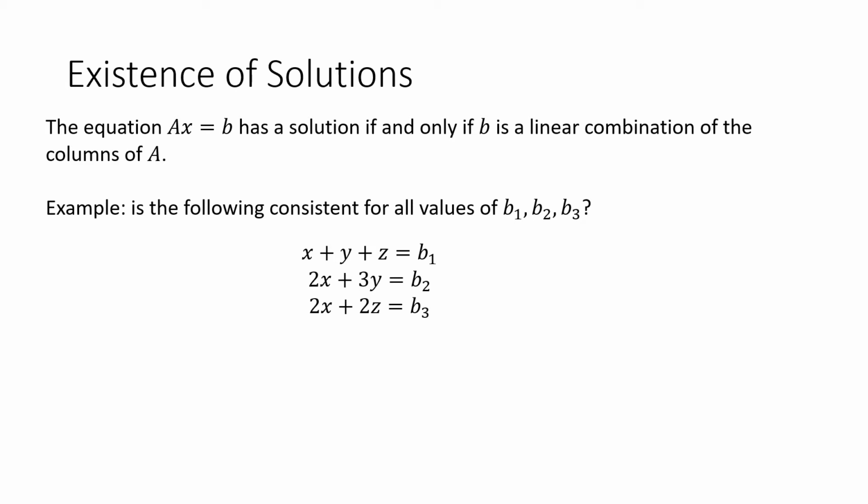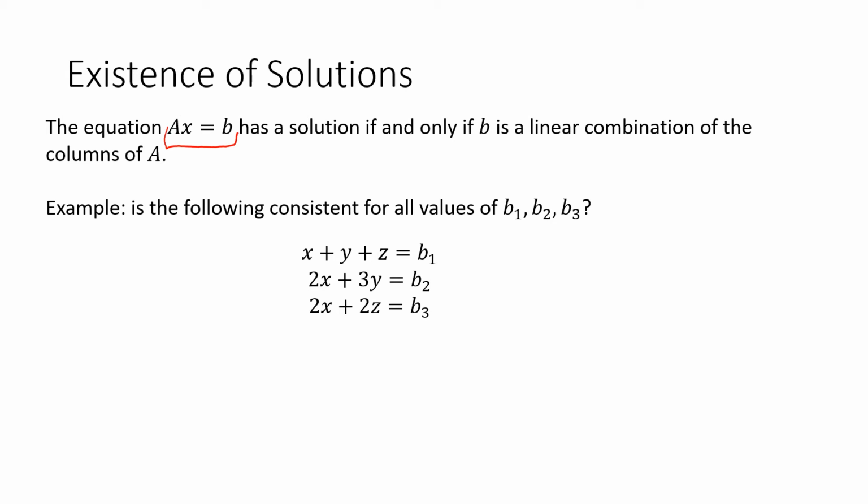So we're looking for a solution to Ax equals b if and only if b is a linear combination of the columns of A. In other words, a solution exists if and only if you could take the columns of your matrix, somehow combine them, and get b.